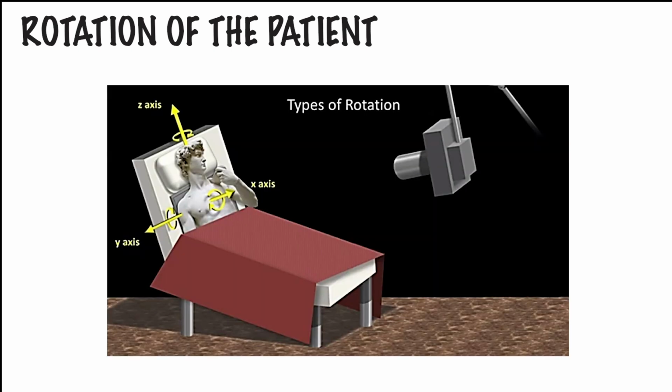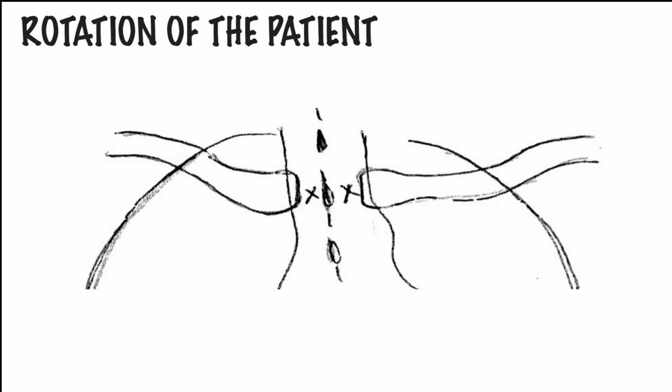Lastly, rotation can occur along the z-axis. Distance between the spinous processes in the midline and the medial ends of the clavicle is supposed to be equal. If the patient is rotated along the z-axis, the spinous processes will be closer to the clavicle on the side that the patient is being rotated forward. This means the size and the shape of the cardiac shadow, mediastinum, or hilum may be distorted.